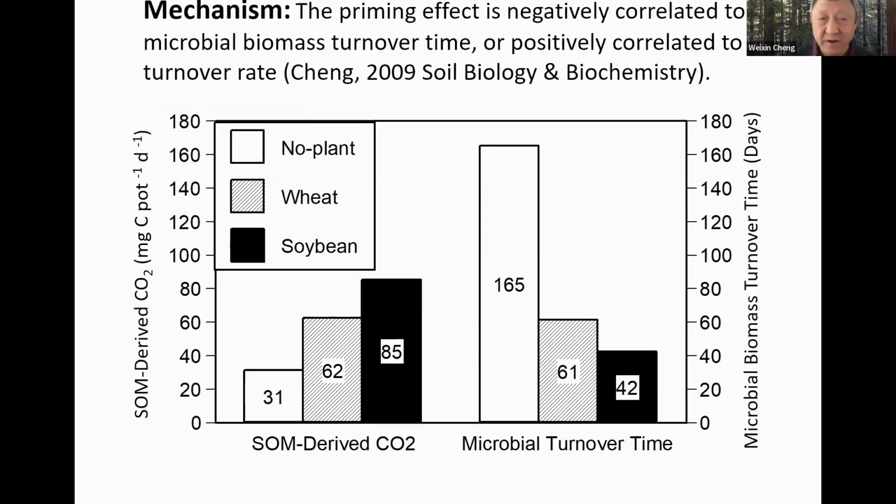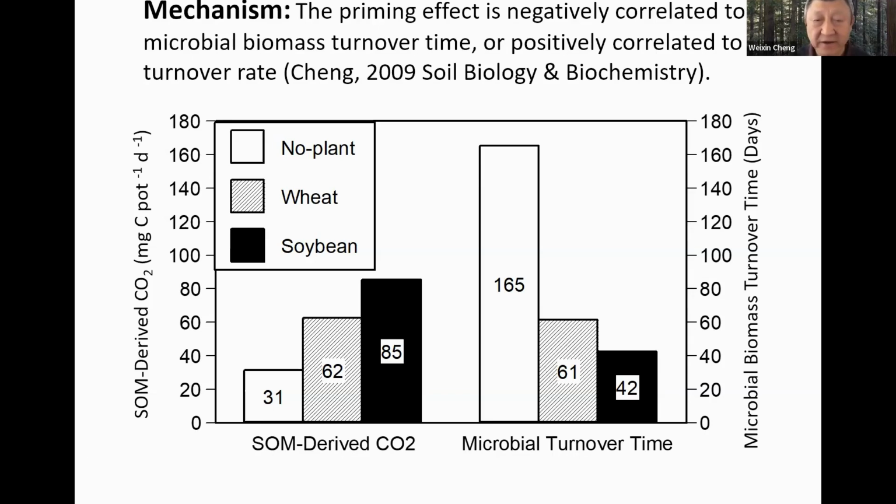And let's see, this is also from one of my own publications in 2009. We do have empirical evidence that supports this hypothesis. So the three bars on the left are the rhizosphere stimulation of soil organic matter decomposition by wheat and soybean compared to the no plant control here. The three bars on the right are a measurement called microbial biomass residence time, or turnover time, which is the inverse of turnover rate. The longer the turnover time, the slower the microbial turnover rate. Okay.